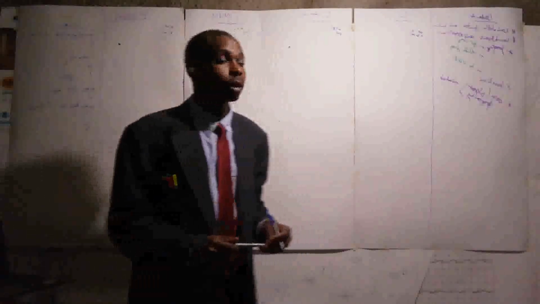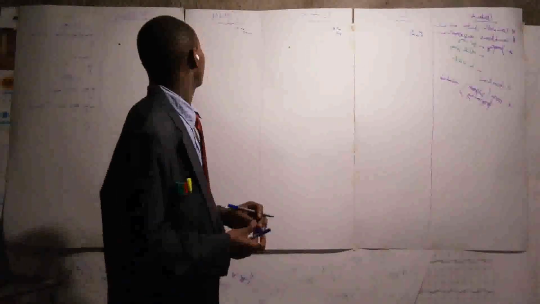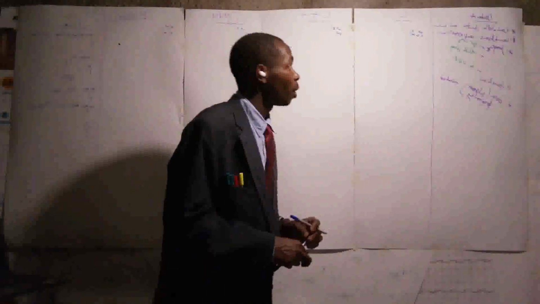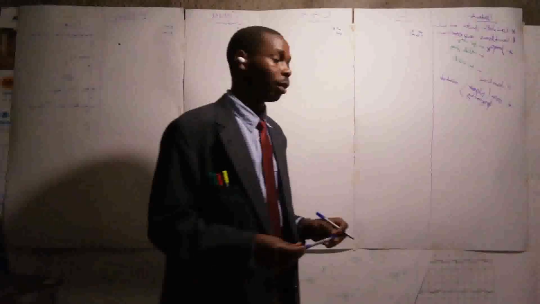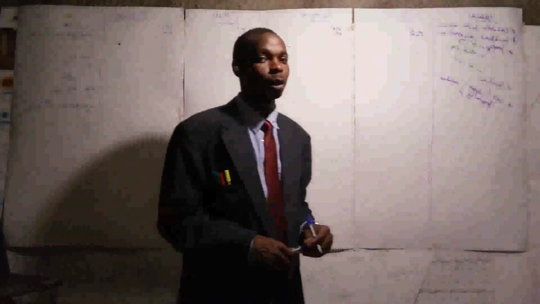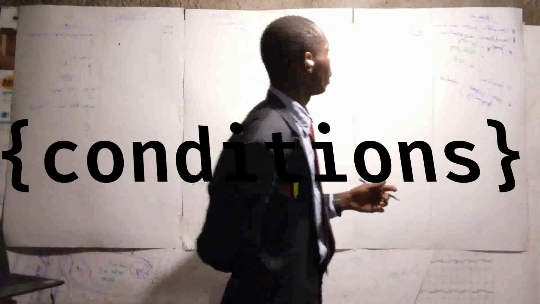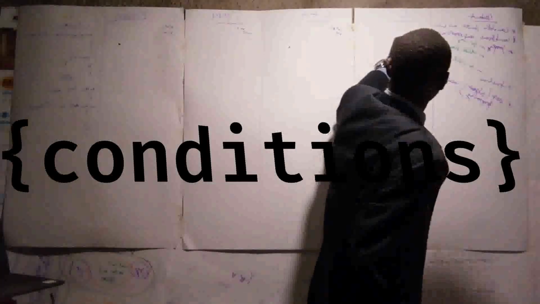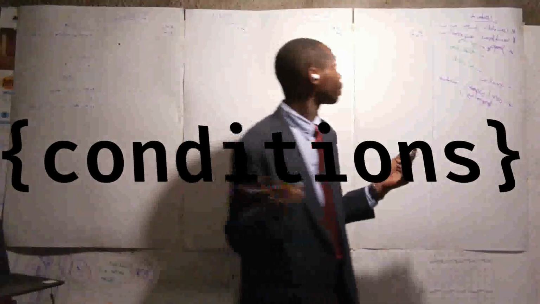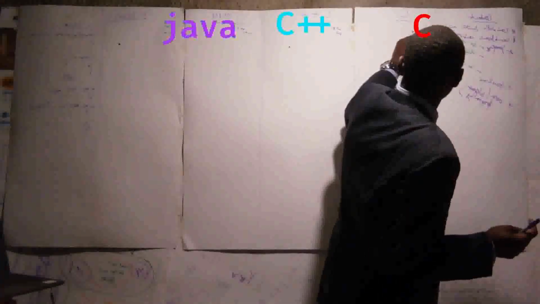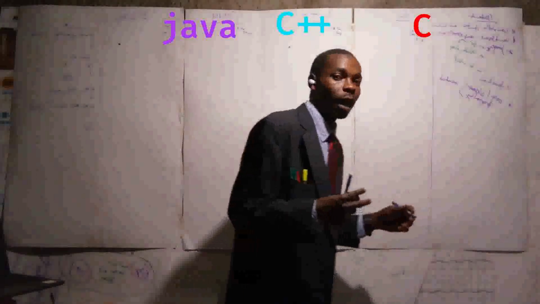The conditions in C, Java, and Python: they are going to use the if conditions. After the if conditions, we will use the switch conditions. So if, suppose we are going to use our first variable x, if x.